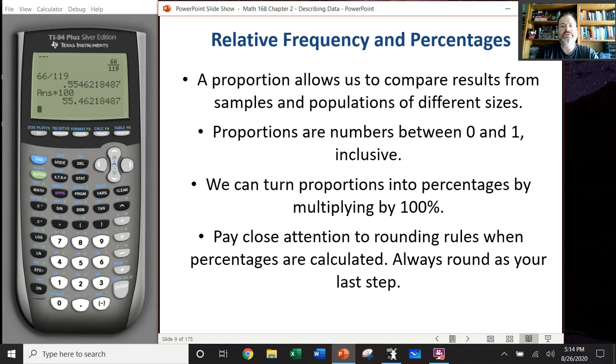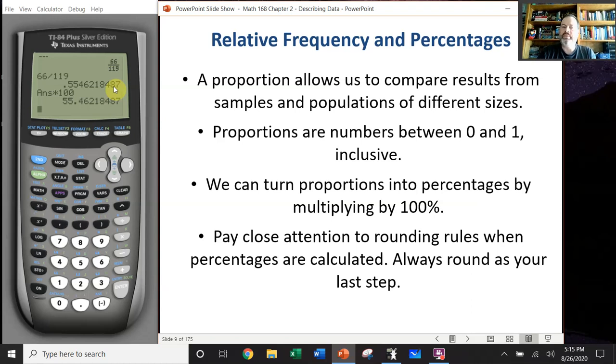So a proportion is a number between 0 and 1 inclusive, right? And we can see that from this example here. 66 divided by 119. This number has to be a number between 0 and 119, so this is going to be a number between 0 and 1. This is going to be true for the entire course. We are going to look at numbers between 0 and 1 450 times. I'm just making that number up, but a whole bunch of times this semester. If you see the word proportion, it has to be a number between 0 and 1. Okay? Proportions can't be negative. They can't be 1.2.